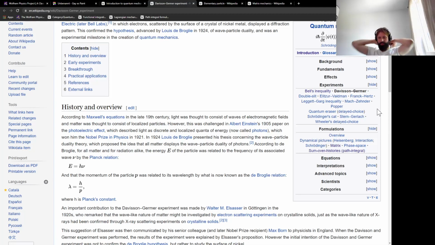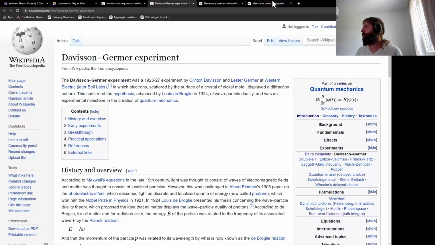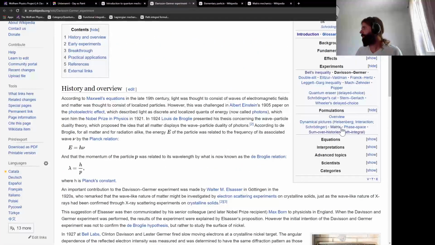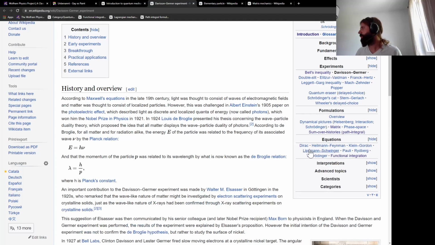I'll focus the next streams on finishing up the formulations part of things, and we won't be getting into the details of each form of the formulations, just kind of fly over the formulations. And then we'll go and do experiments. And maybe from the experiments, we'll take a look at the elementary particles. But those are different formulations. Cool. And then we've got equations. So I guess those things will pop up as part of the formulations, and there's interpretations and advanced topics.